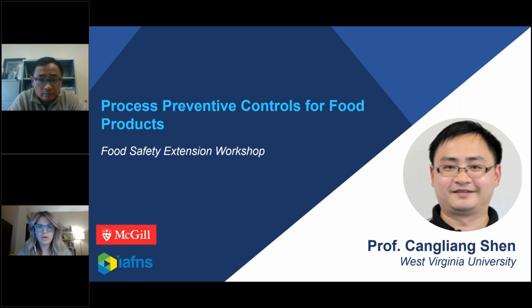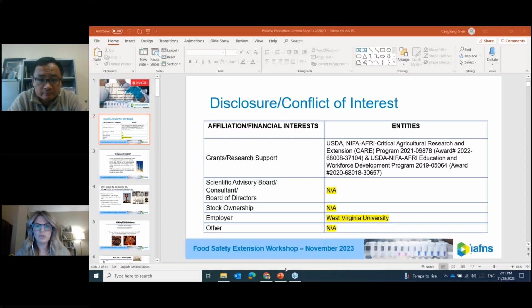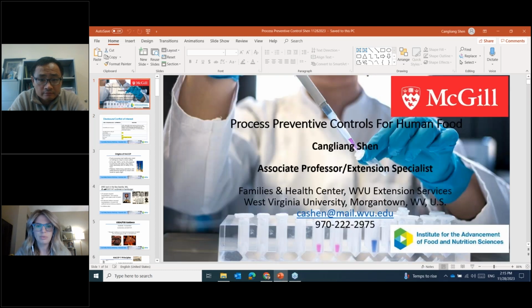I'd like to welcome our presenter, Dr. Cangliang Shen. Dr. Shen is an associate professor and extension specialist in the Division of Animal and Nutrition Sciences at West Virginia University. His research interest is in developing post-harvest sanitizing procedures for reducing food safety risk on poultry meat products. Dr. Shen serves the International Association for Food Protection and Institute of Food Technology in various leadership roles.